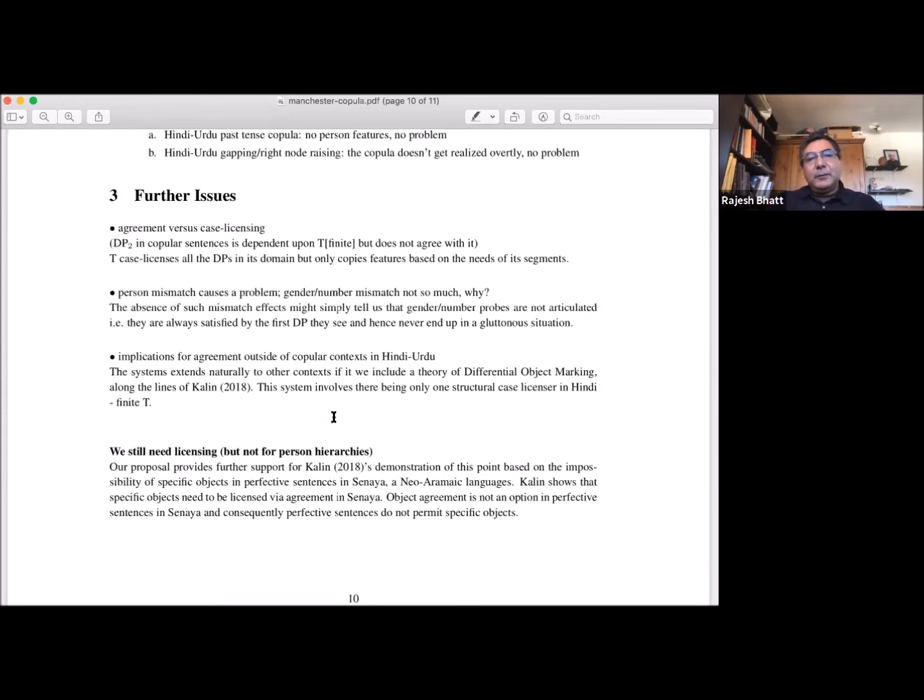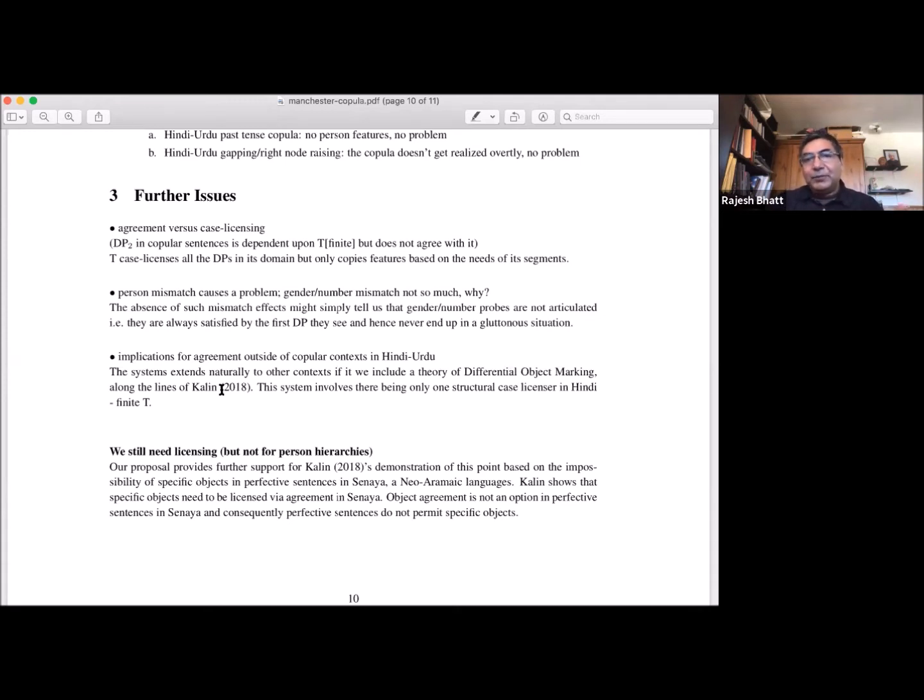And then how does the system extend to things outside Copula context? And the answer is yes, but you need to add a theory of differential object marking, say the theory that Kalin has. And one interesting result of this is that unlike what both of us, Sakshi and I, had kind of assumed in earlier work, we end up with a treatment where there is only one structural case licensor in Hindi, which is finite T, and little v, transitive little v on its own actually does not license any case at all.